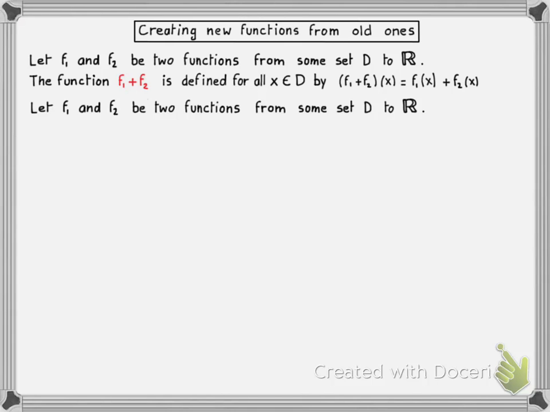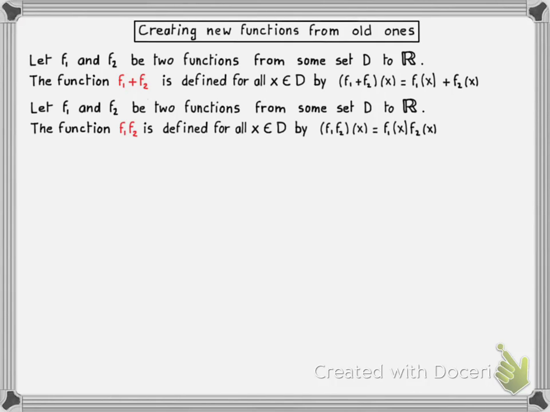Now similarly, starting with two functions f1 and f2, we can create a new one by multiplying them. So this is a new function that, when applied to x, returns the value of the first function multiplied by the value of the second function, both applied to x. So these are two different ways of creating new functions by addition or multiplication of two existing functions.